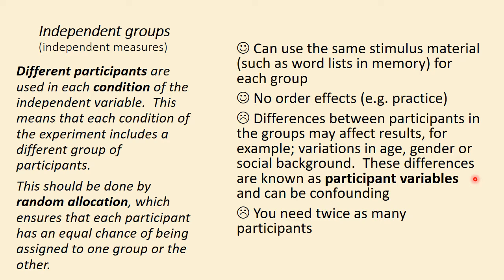So, for instance, by chance, you may put people with better memories in the group that are drinking coffee. When they perform better on the test, you now don't know whether it was the coffee that made them do better or the fact that as individuals they have better memories. Now, random allocation tries to get round some of those issues, but it can't get round all of them. So any variations in the groups of people can become a confounding variable, and therefore that's a real weakness of using independent groups.